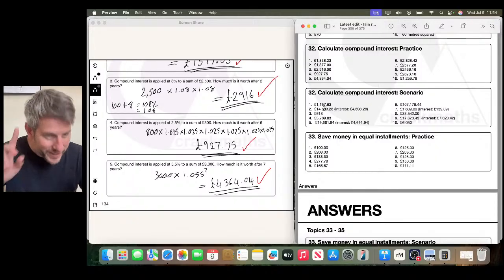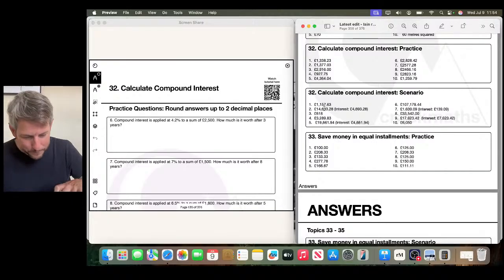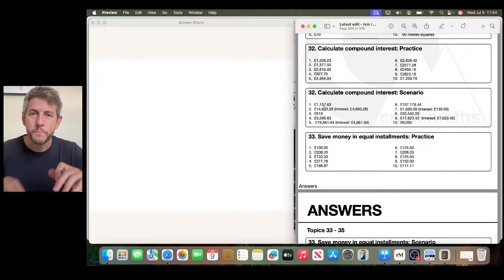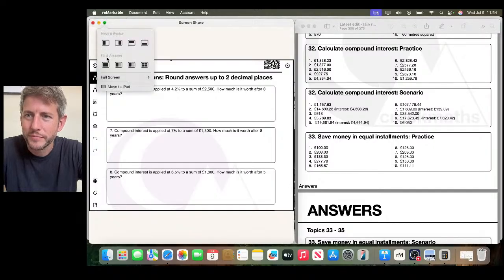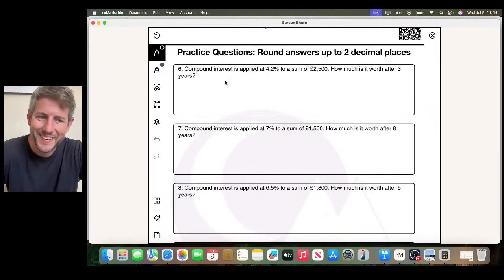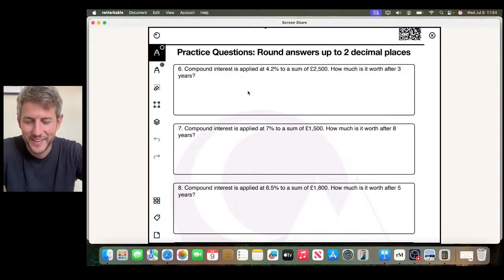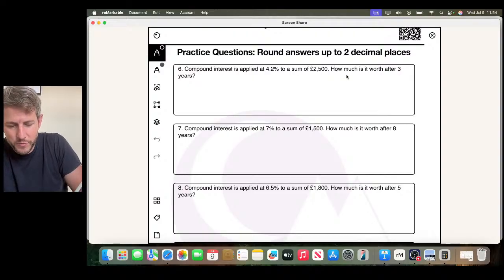Wonderful. So the book is looking good, and we're getting up to halfway now, which is very nice. So let's try these next questions. This one is question 6. Compound interest is applied to here. So let's do this. We've got 2,500 times 1.042, and then this is 3 years. So let's just do this like this one this time.